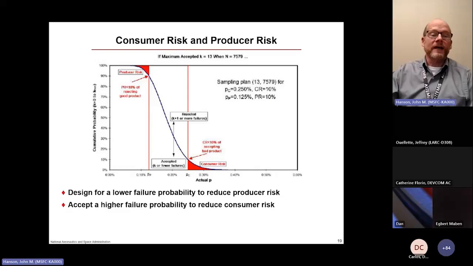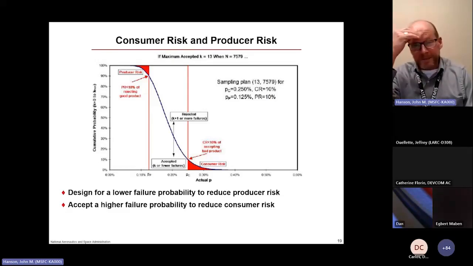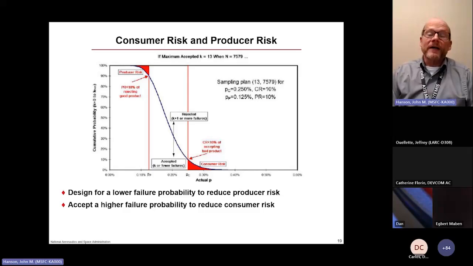This particular plot, let me clarify, is for a Monte Carlo run with 7,579 samples, and you're accepting 13 failures in this case. But what it's showing is that the producer has to design to a lower value if the producer does not want to have a whole bunch accepted. So in this case, the producer gets a probability of less than 10% of having it rejected when it's a good product.